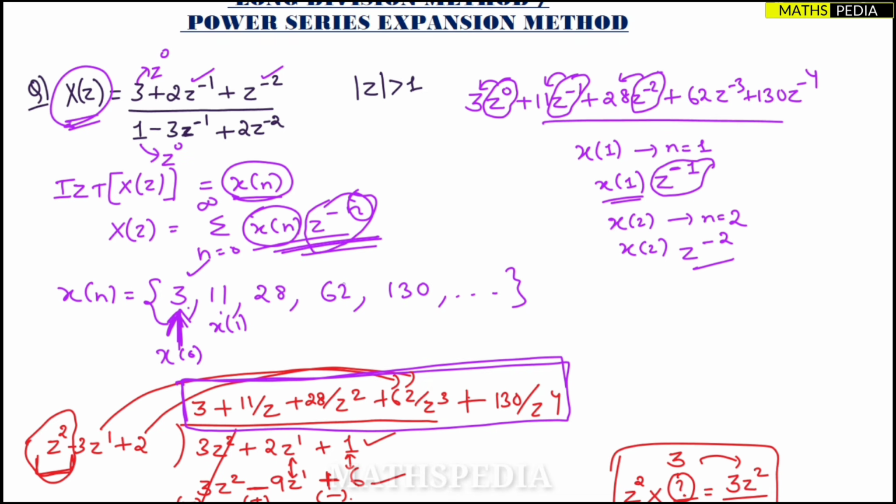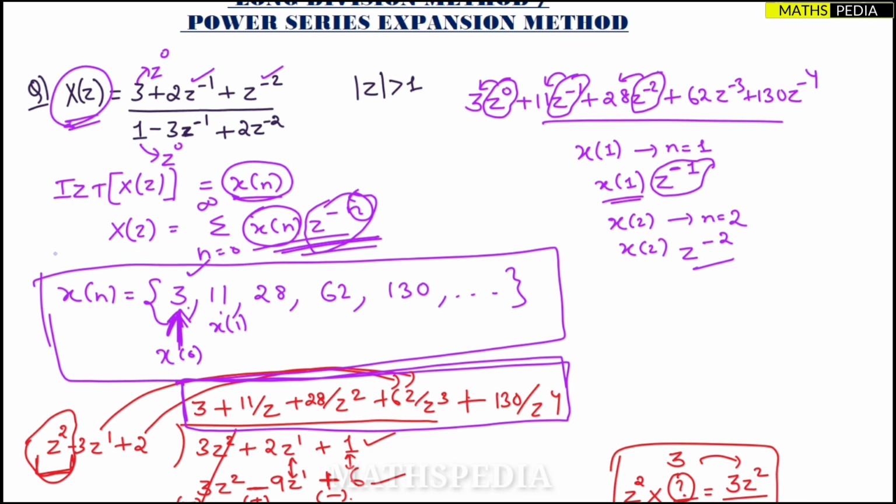So what is my final answer? The final answer is nothing but this one. We have got the values. Always remember x of n will be some constant values.